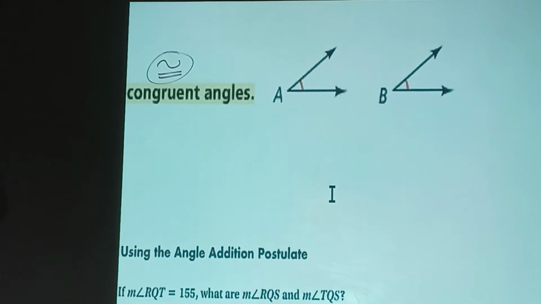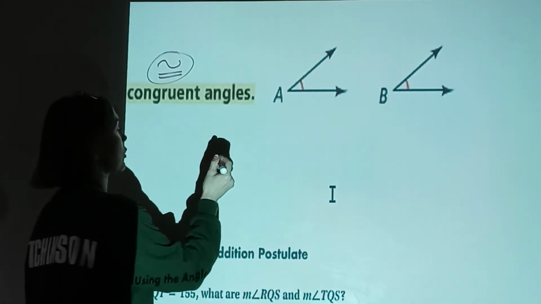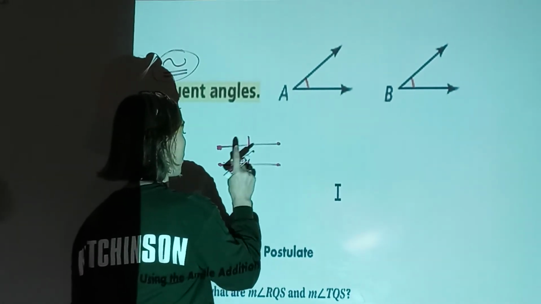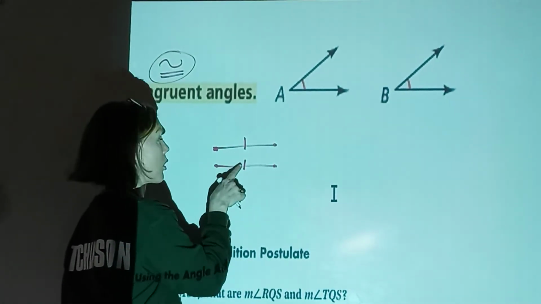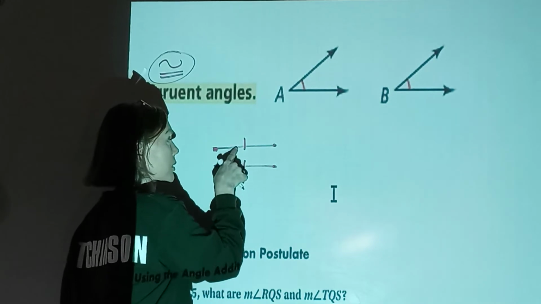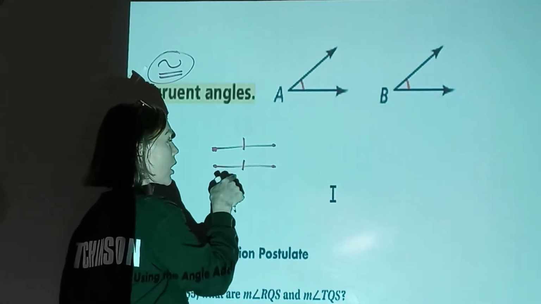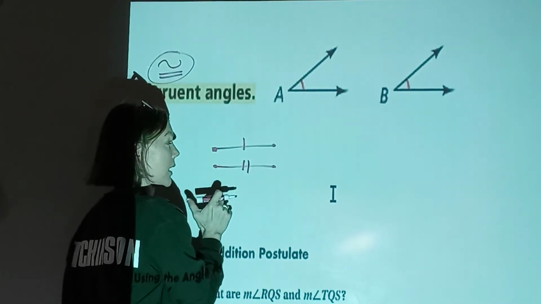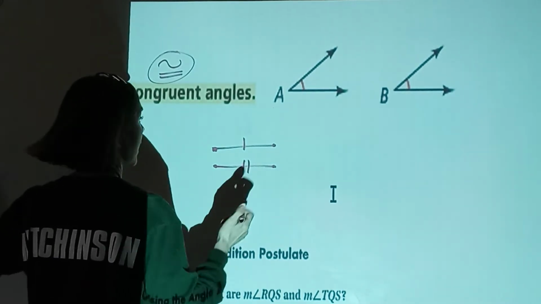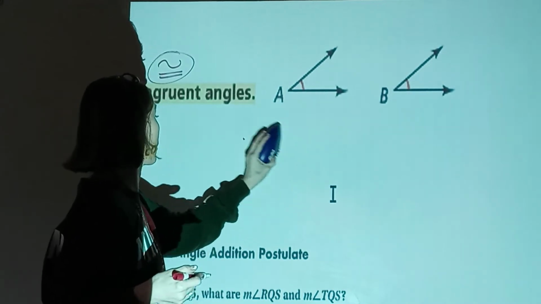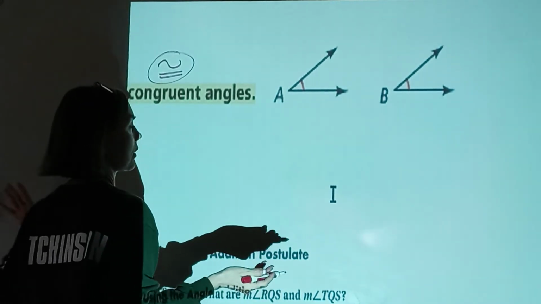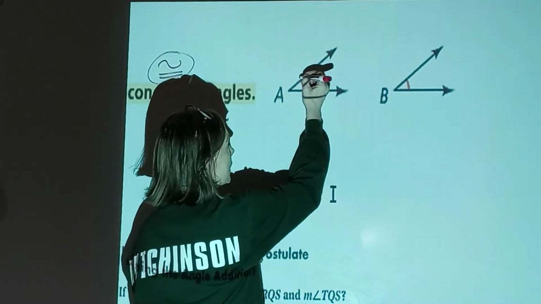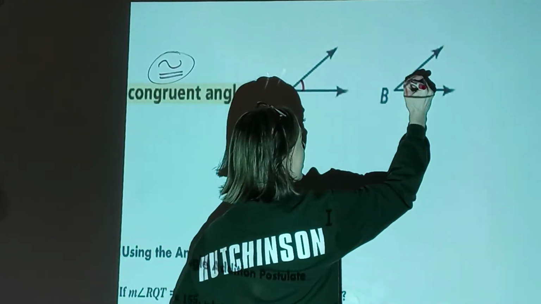So when we did congruent segments, 1 and 1, it had one tally mark, and I call them tally marks or congruency markings. If it had 1 and 1, they were congruent. If this has 1 and this has 2, then they're not equal in length. So when we're talking about congruent angles, how are we going to know if an angle is congruent to another angle? Well, here's your congruency marking.